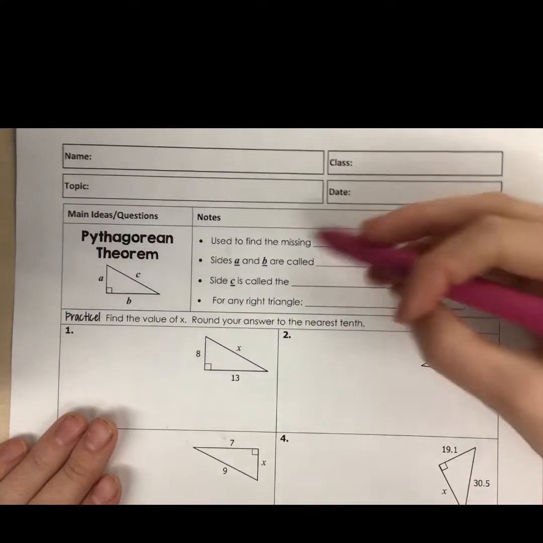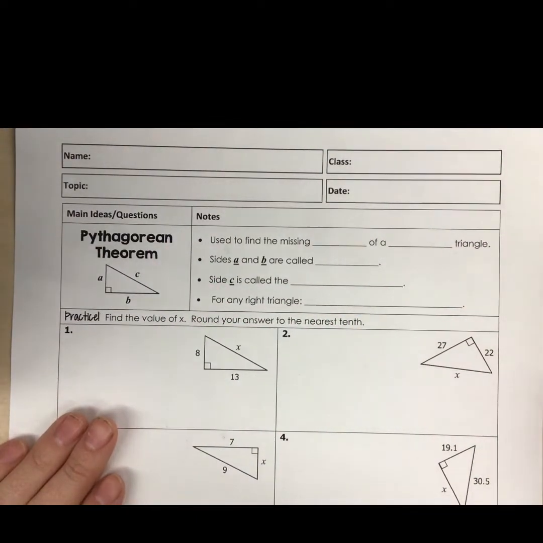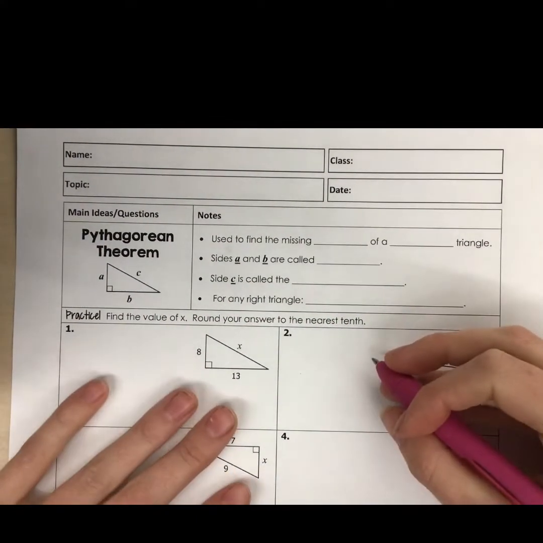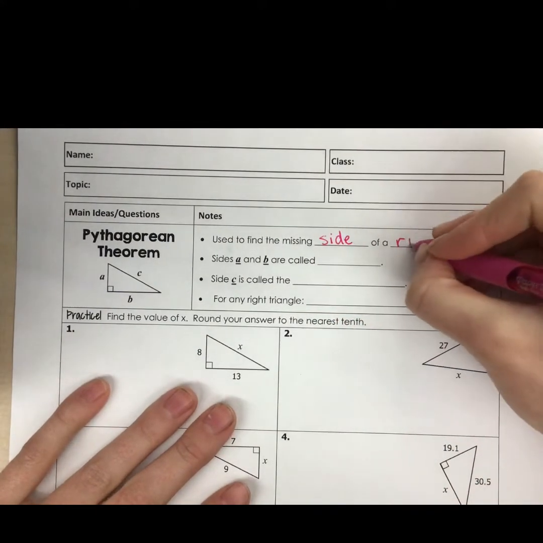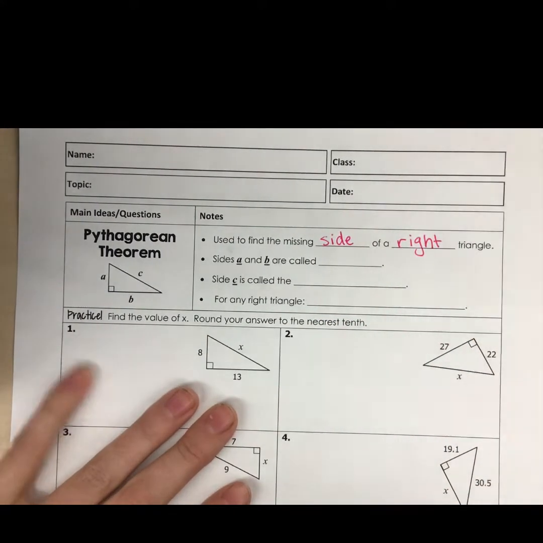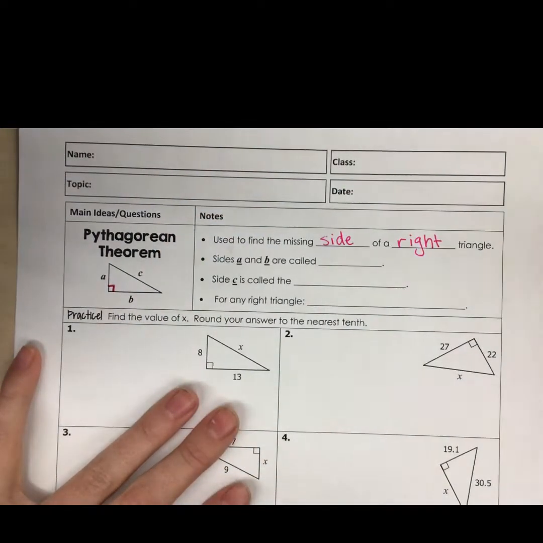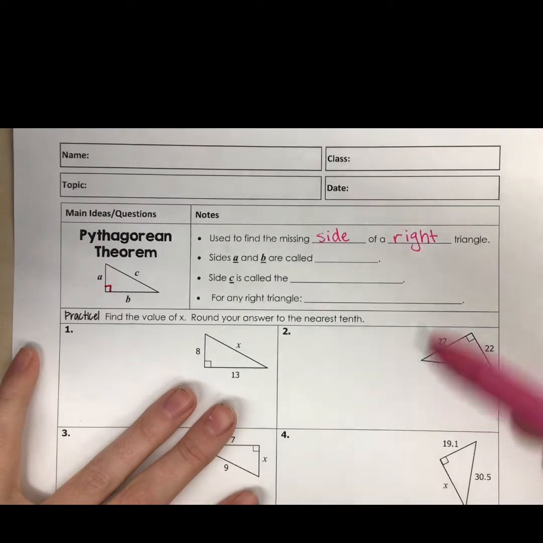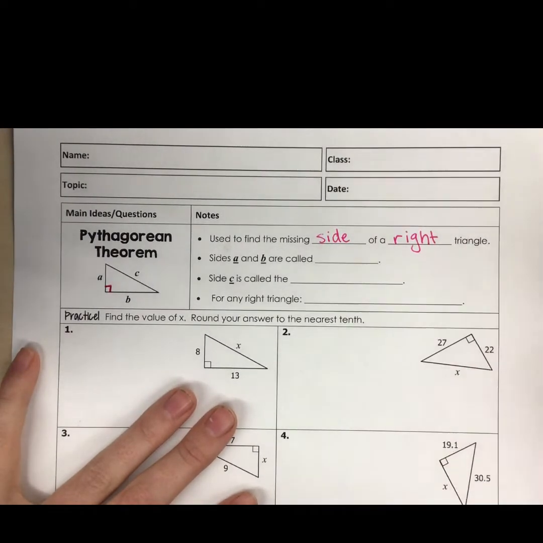First thing, we want to say what we even use this Pythagorean Theorem for. Well, the Pythagorean Theorem is used to find the missing side of a right triangle. So remember, a right triangle means that one of its angles is 90 degrees. This only works if we have a triangle with 90 degrees as one of its angles.